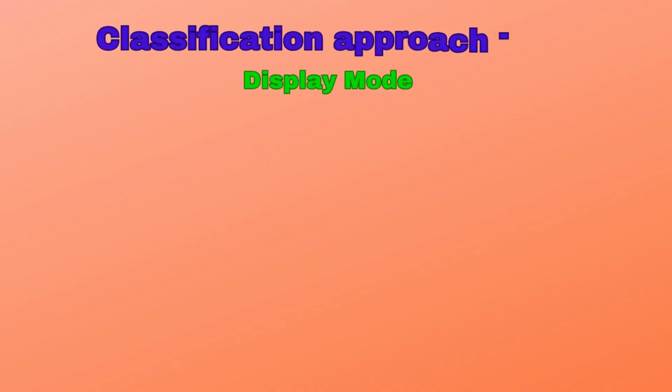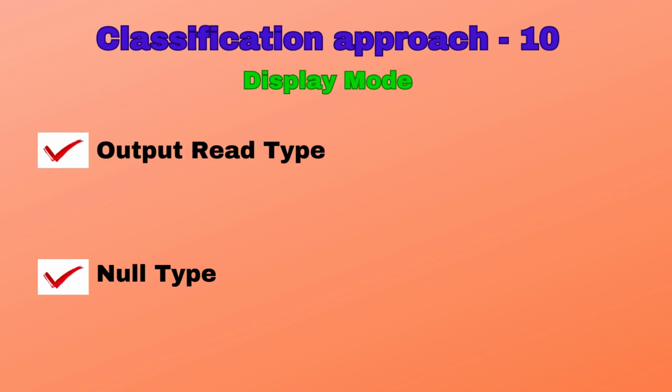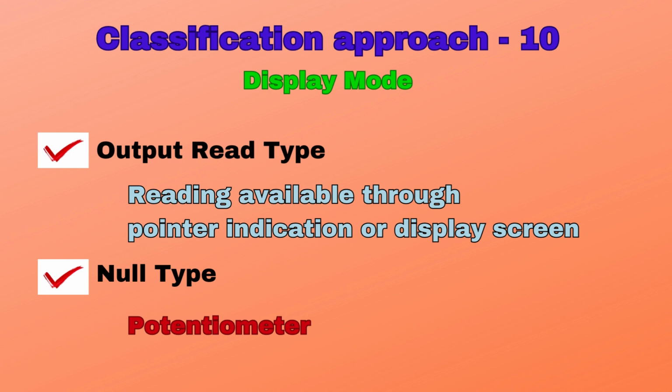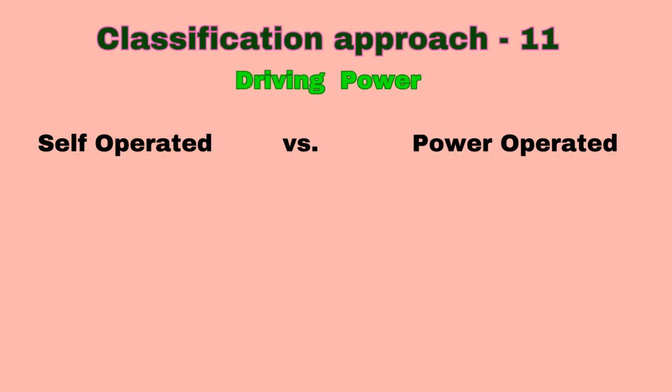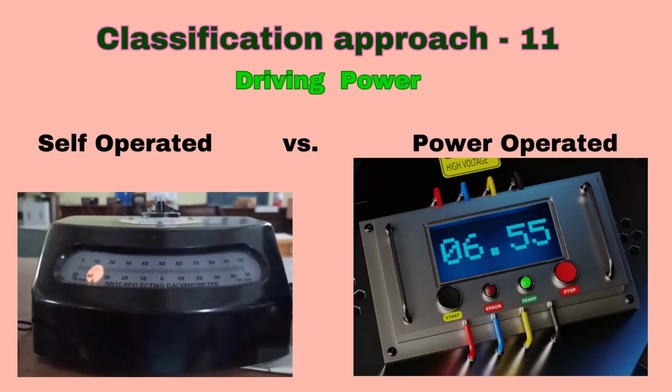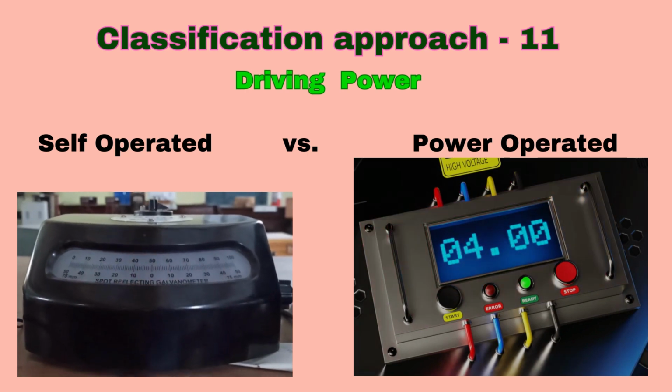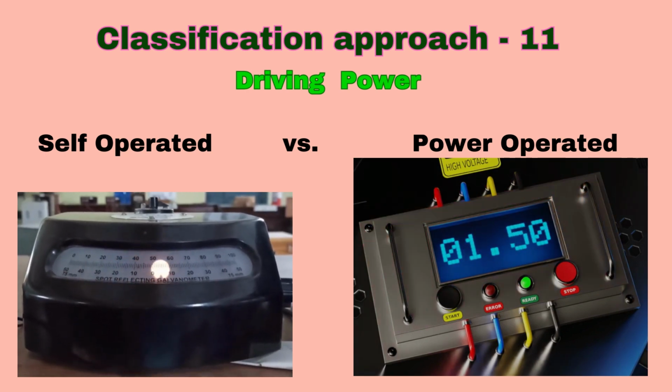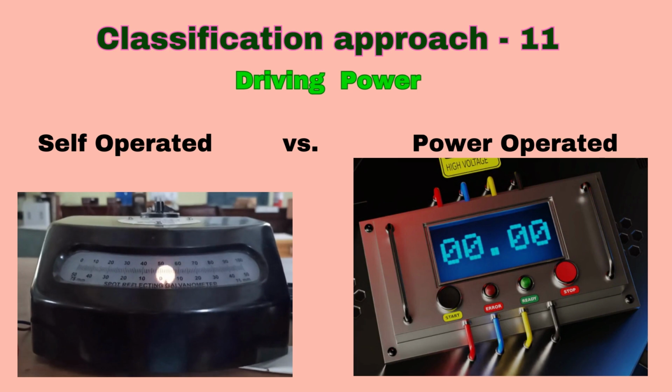The tenth classification categorizes instruments on the basis of the display that the instruments have. Either they can register some reading in different forms or only show whether there is a null output present or not. Potentiometer is the example of the second case. Instruments can be self-operated when the actuating signal is drawn from the measurand. When power operated, an auxiliary power supply needs to be provided.